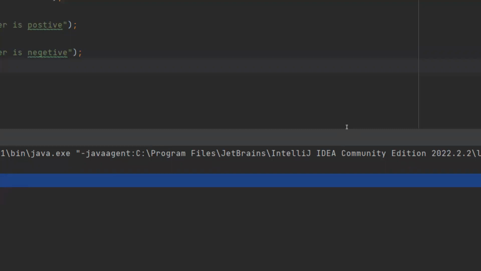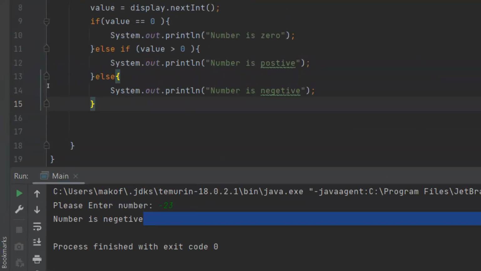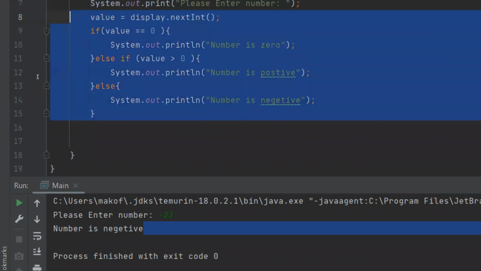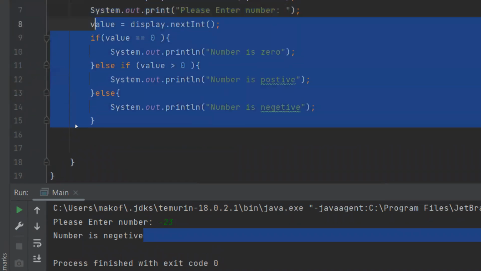Any amount you put there, it will tell you the corresponding result. So we have seen the if, we have seen when it is just if else, and we have seen if else if else. Let's see an example using the if else if else.